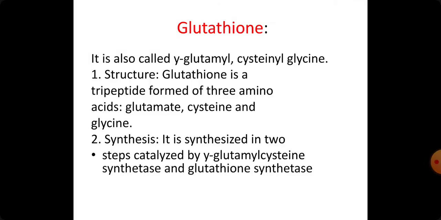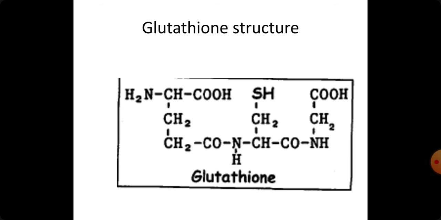Glutathione, yes, it is a tripeptide made up of three amino acids: glutamate, cysteine, and glycine. It's synthesized in two steps catalyzed by gamma glutamyl cysteine synthetase and glutathione synthetase. This figure shows the structure of glutathione where the three amino acids are linked.